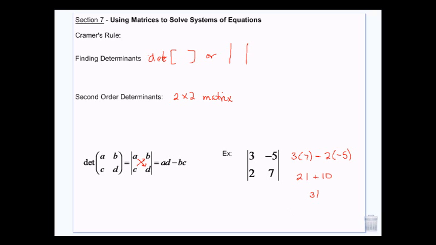I'm not going to get into a lot of what determinants are used for. There's a whole bunch of stuff in more advanced math, but at this point we just need to be able to find the determinants because we're going to use those to solve the system of equations. So any questions on the cross multiplication to find these? This times this minus that times that.